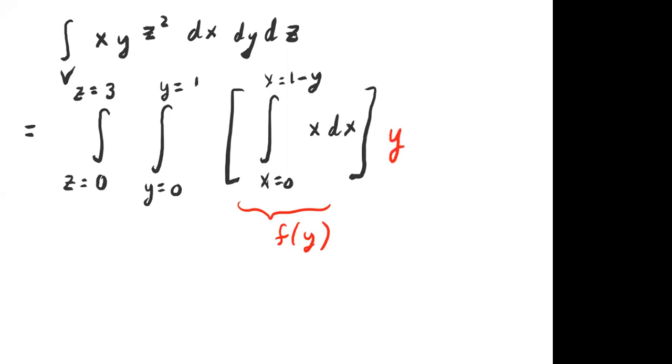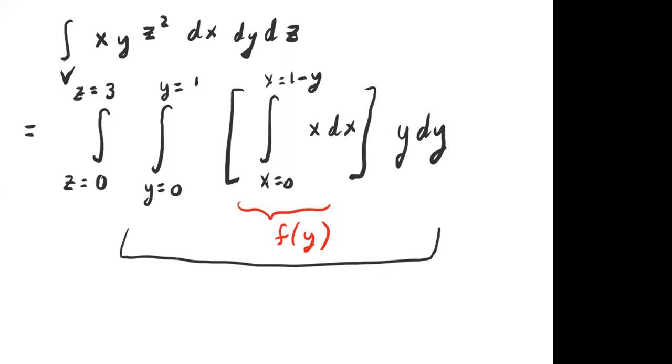Let's do all this in the same color scheme. Y dy. So that's the second out of three integrals. Then I'll get a number. And then finally, I will do my final integral, which is z squared over dz.